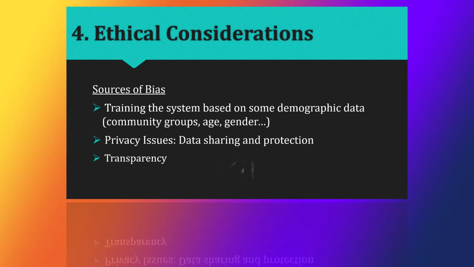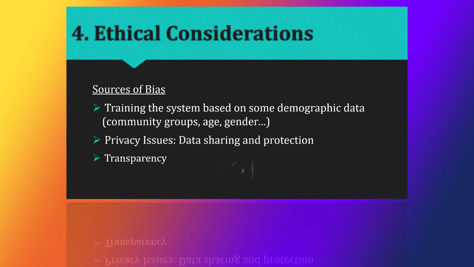Then we will have the fourth topic, which is ethical considerations. What could be the ethical considerations? One of them is bias. So what are the sources of bias? Training the system based on some demographic data. If the training data is biased with some demographic data, which is specialized or more concentrated on some community groups, some age, some gender, we will have some issues of bias in our prediction.